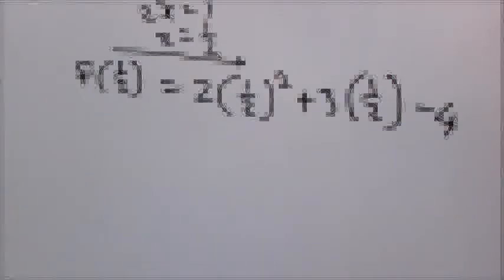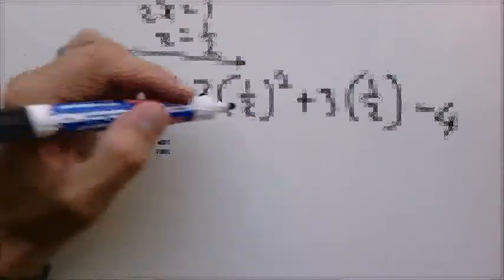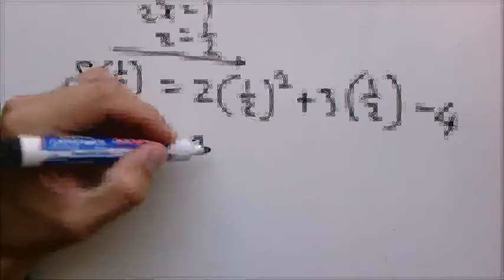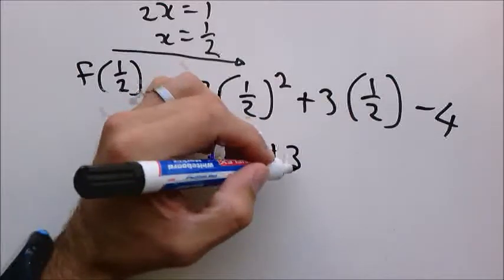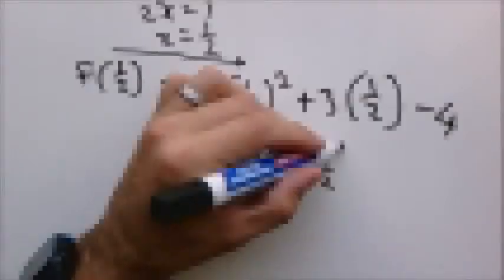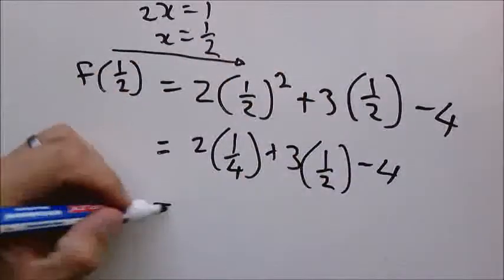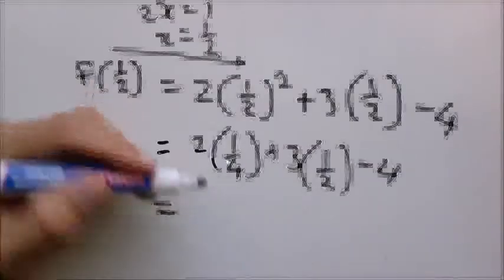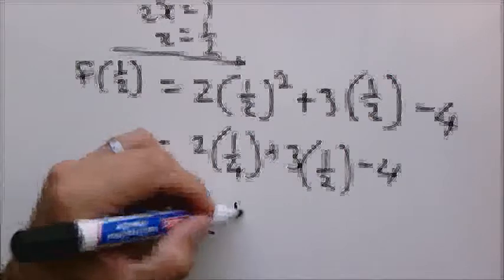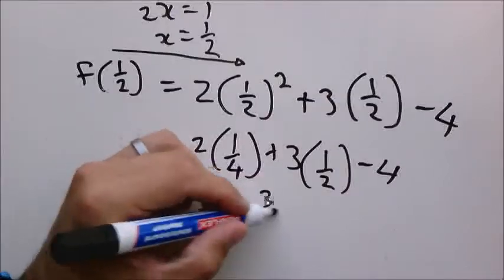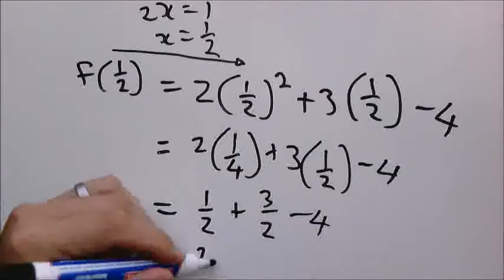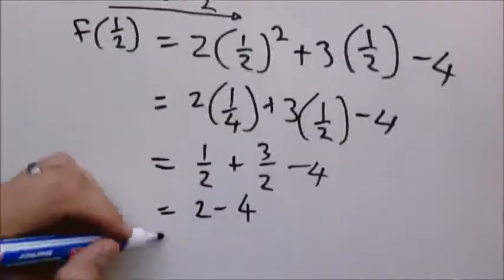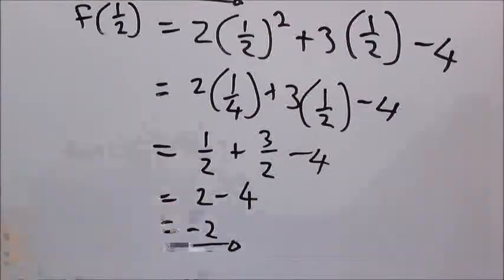So let's calculate. A half squared is a quarter, so it's 2 times 1 over 4 plus 3 times a half minus 4. So 2 divided by 4 is a half plus 3 over 2 minus 4. So a half plus 1 and a half is 2. 2 minus 4 is negative 2. And that's the remainder. That's it.